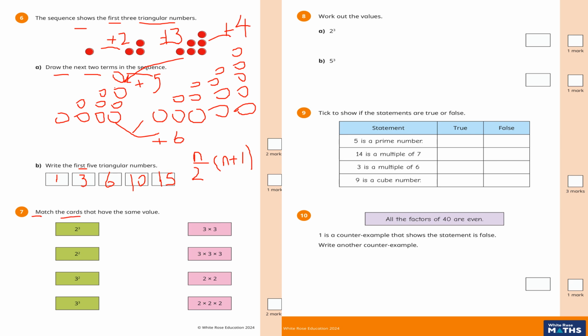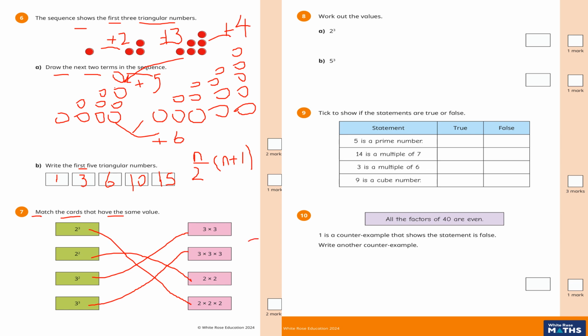Question number 7. Match the cards that have the same value. So 2 cubed means 2 times 2 times 2. 2 squared means 2 times 2. 3 squared means 3 times 3. And then 3 cubed is 3 times 3 times 3. So this is understanding what we call indices.